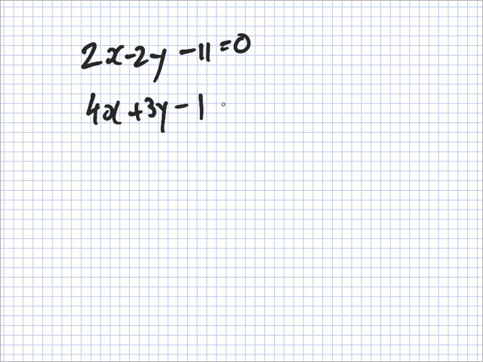Right. Find the coordinates of the point where the line 2x minus 2y minus 11 equals 0 meets 4x plus 3y minus 1 equals 0. Right, so what's this type of problem called where you want to figure out where two lines meet and you're given two equations?